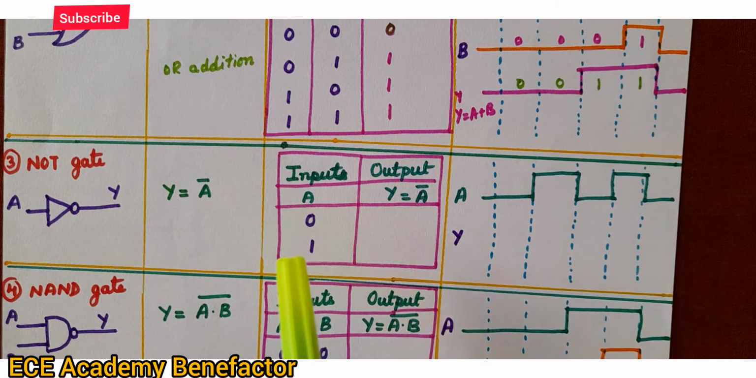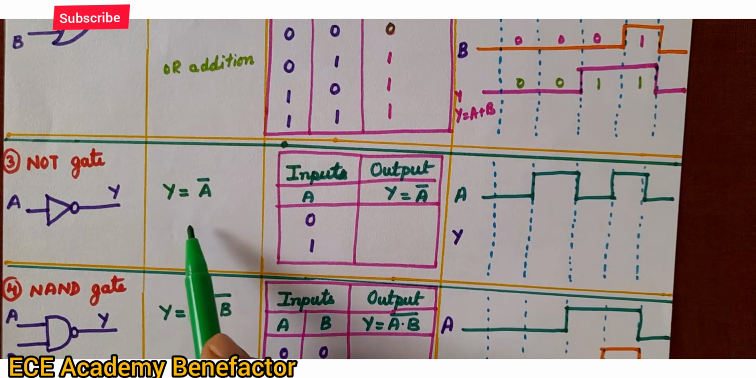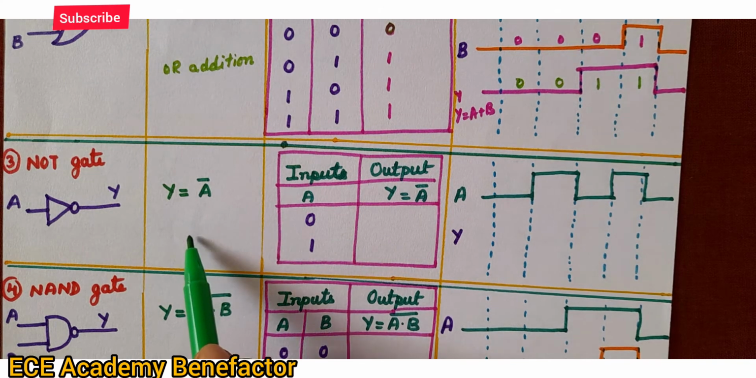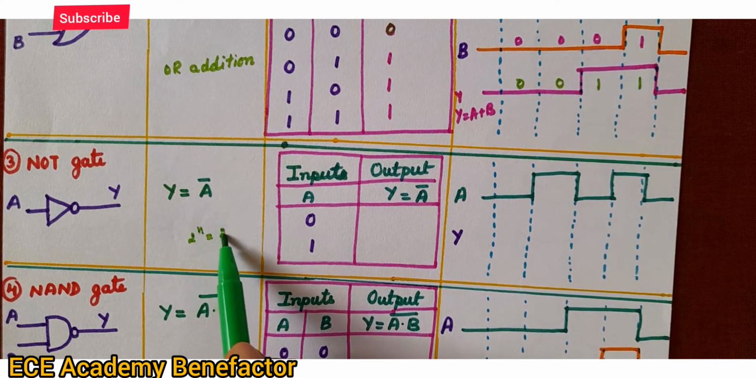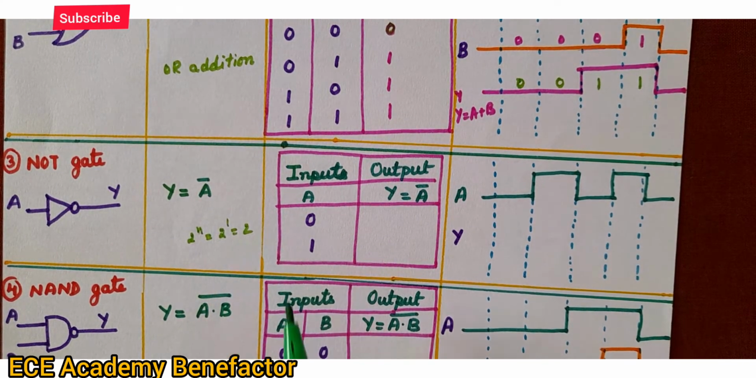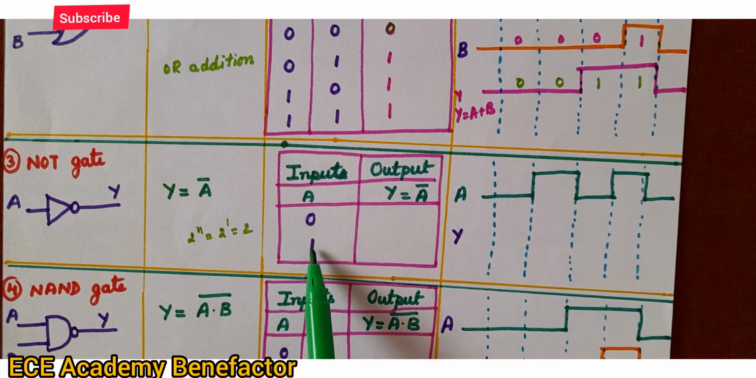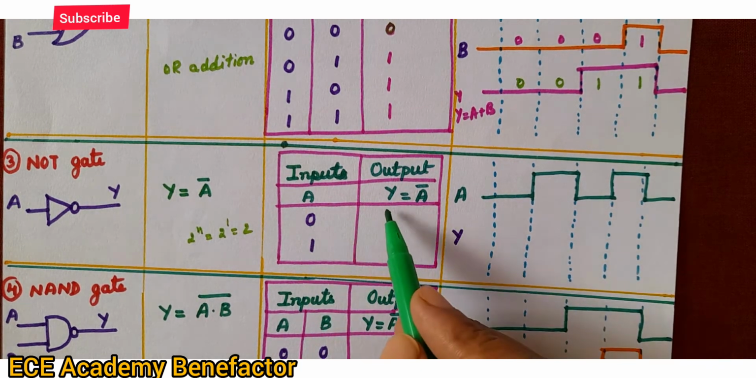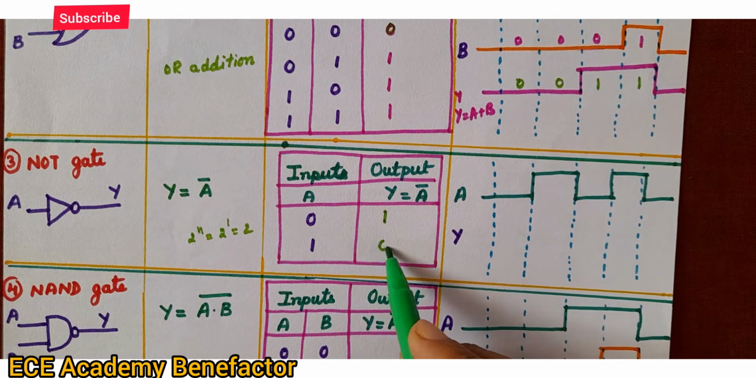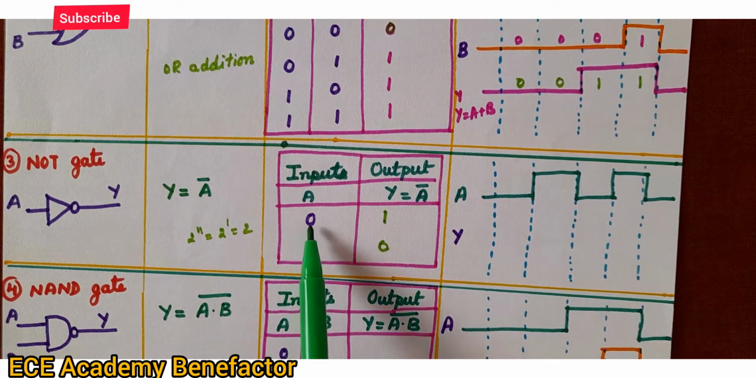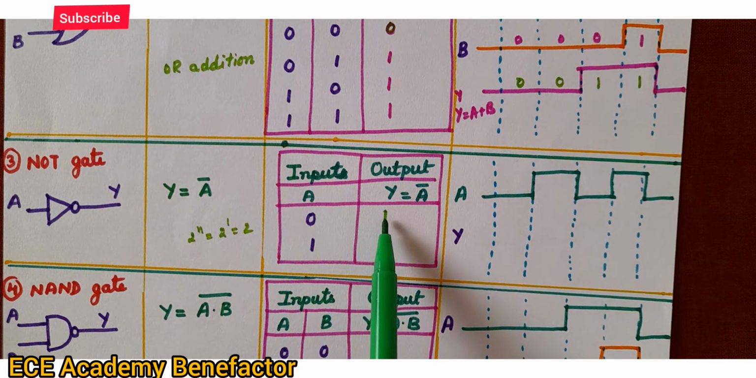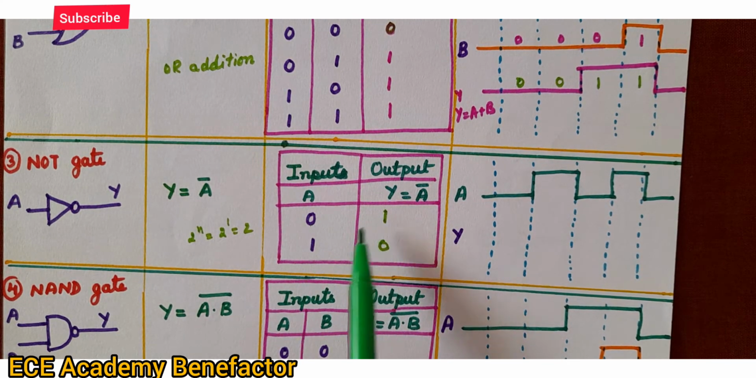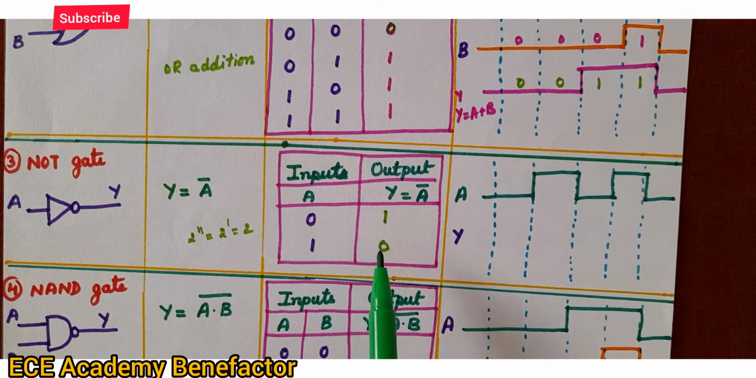So we have 2 to the power 1. How many possible combinations? 2 to the power n. Here 2 to the power 1, so only 2 combinations are possible. We have taken 0 and 1. When the input is 0, what is the output of the NOT gate? It should be the complement. 0 will become 1, 1 will become 0. Whatever the input is, it is inverted, complemented at the output. So 0 gives 1, and 1 gives 0 at the output.